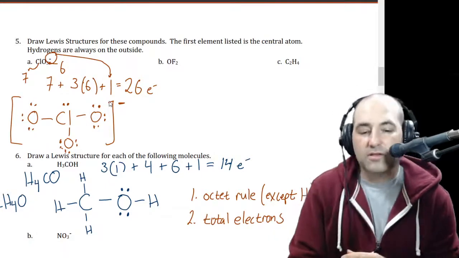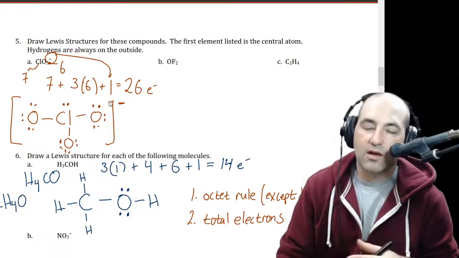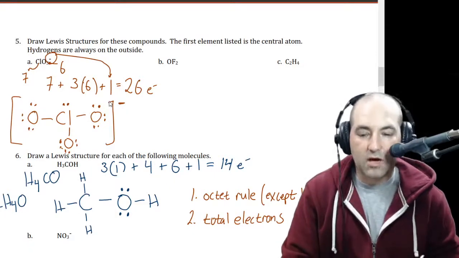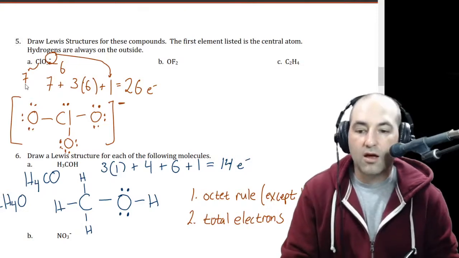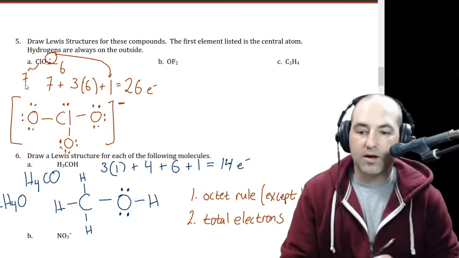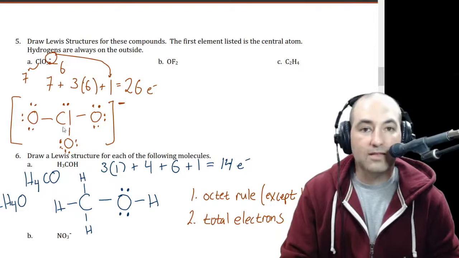I would caution you a little bit on this. If you were trying this and you weren't sure if it was right, and so you just looked up what is the Lewis structure for ClO3 minus, which is chlorate ion, you might not have found this one. You might have found one with double bonds instead.